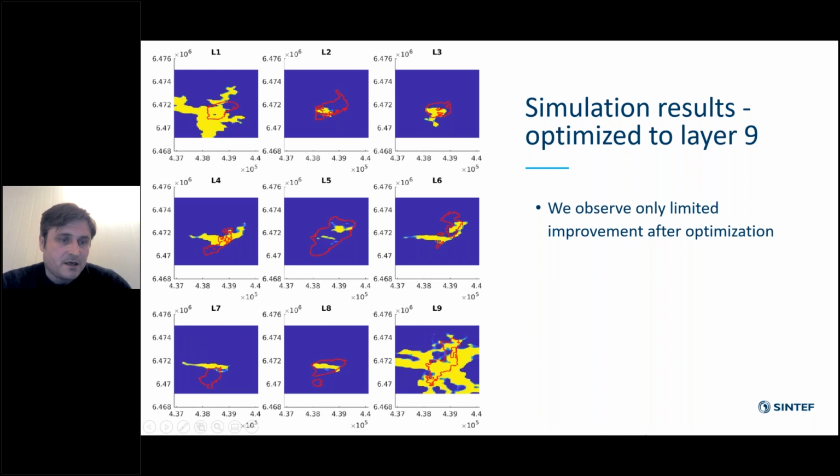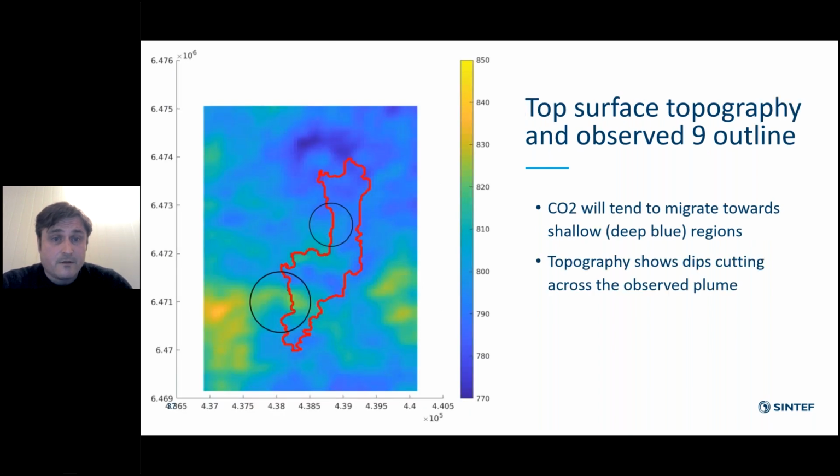After the optimization, here we have only optimized with respect to the plume outline in layer 9, and we get the following result. So the improvement is modest at best. So what is going on? Next slide. And this is similar to what Sarah was talking about.